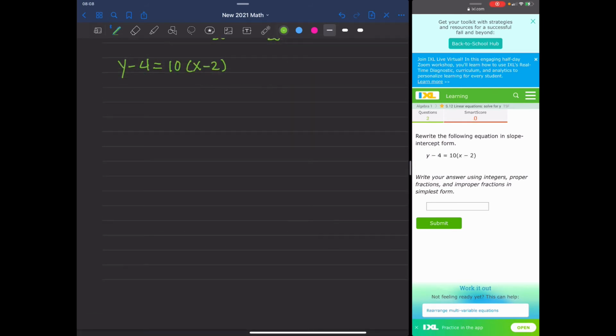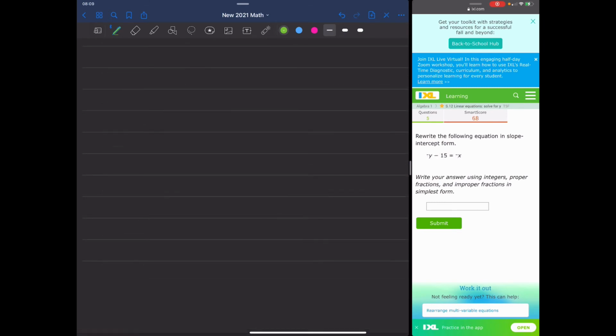Alrighty, here's another example. I want to get y by itself. So I'm going to distribute the 10 into the parentheses. So I get y minus 4 equals 10x minus 20. I'm going to add 4 to both sides. Y equals 10x minus 16. And that's my solution.